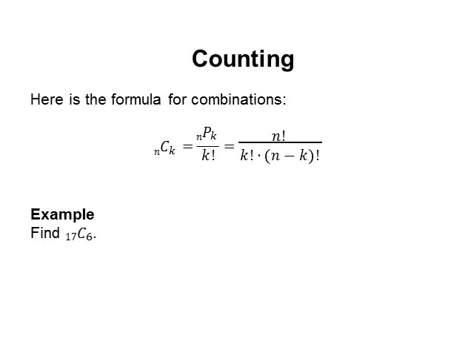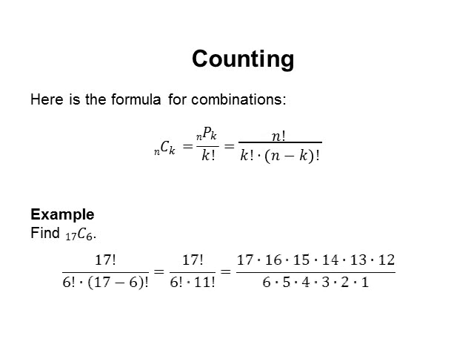As an example, let's find 17 choose 6. This is the number of collections of 6 objects from a total of 17 objects where there are no repeats and we are not concerned with how the objects are ordered. We get 17 factorial divided by 6 factorial times 17 minus 6 factorial, which is equal to 17 factorial divided by 6 factorial times 11 factorial, which after some simplification is equal to 12,376.